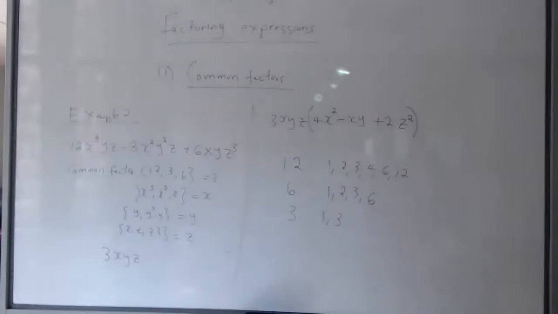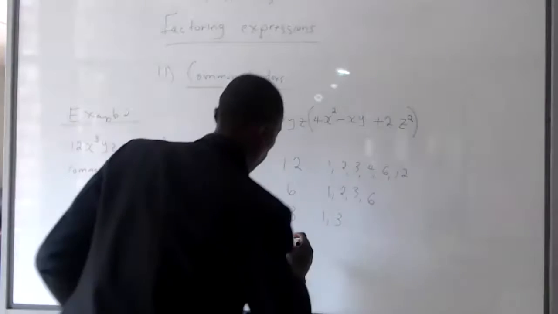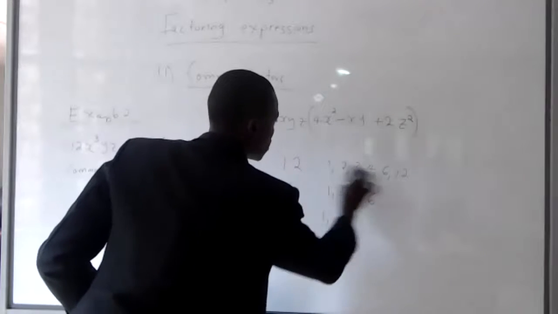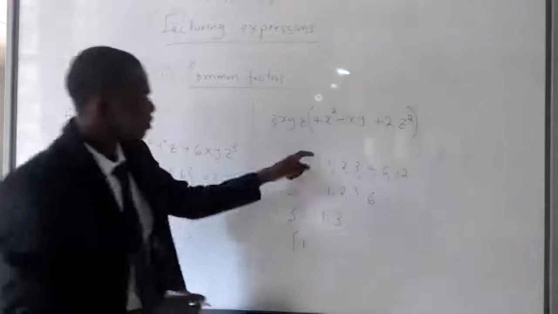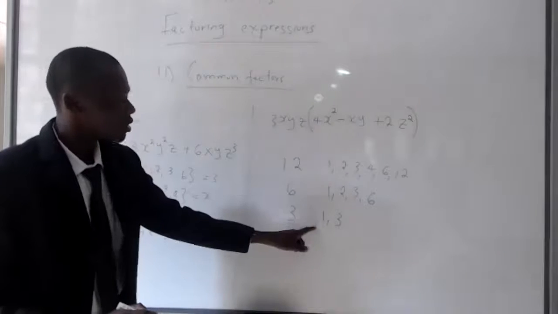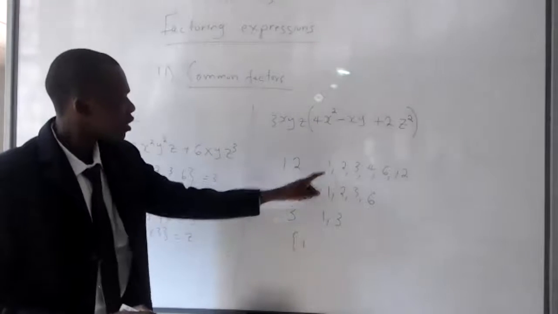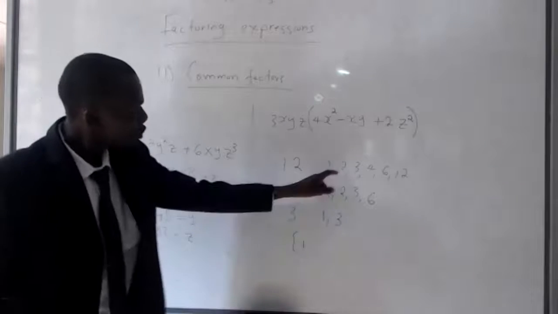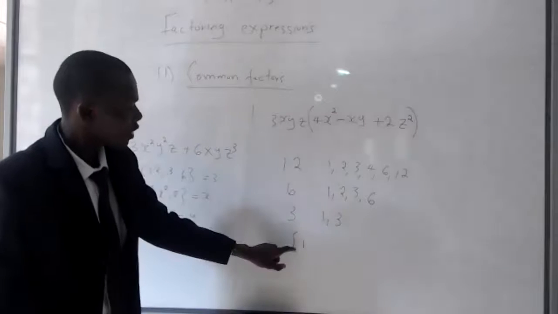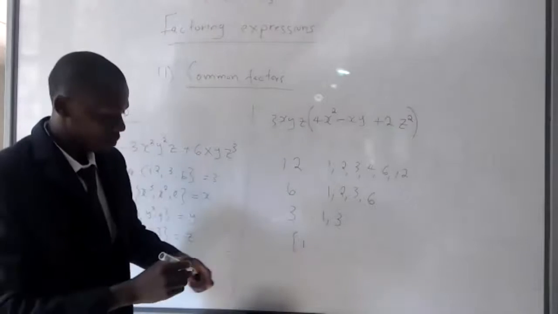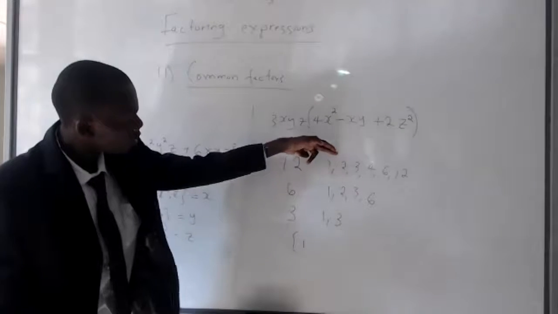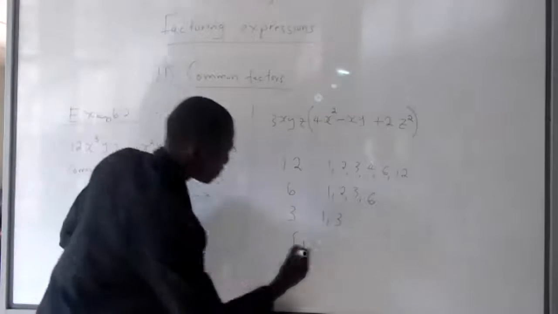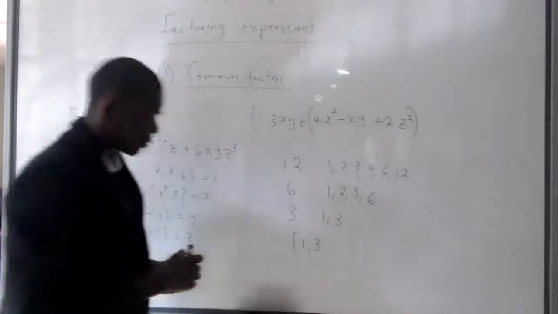So then I identify the common factors, okay? Which factors are common? So we have 1, a factor in each of the terms. It's a factor of 12, it's a factor of 6, a factor of 3. 2 is a factor of 12 and 6, but not a factor of 3, so it's not a common factor. 3 is a factor of 12, a factor of 6, a factor of 3. So 3 is a common factor.